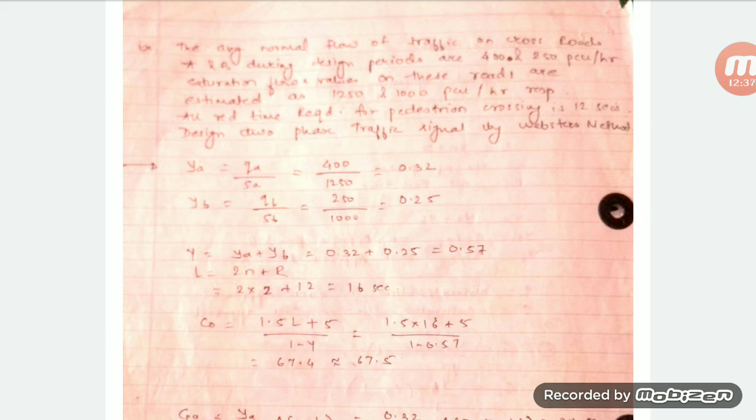Based on this we will get the second value, YB. YB is equal to QB upon SB, where QB is the normal flow on road B and SB is the saturation flow on road B. Both values are given in the problem, 250 divided by 1000. From that YB is equal to 0.25.